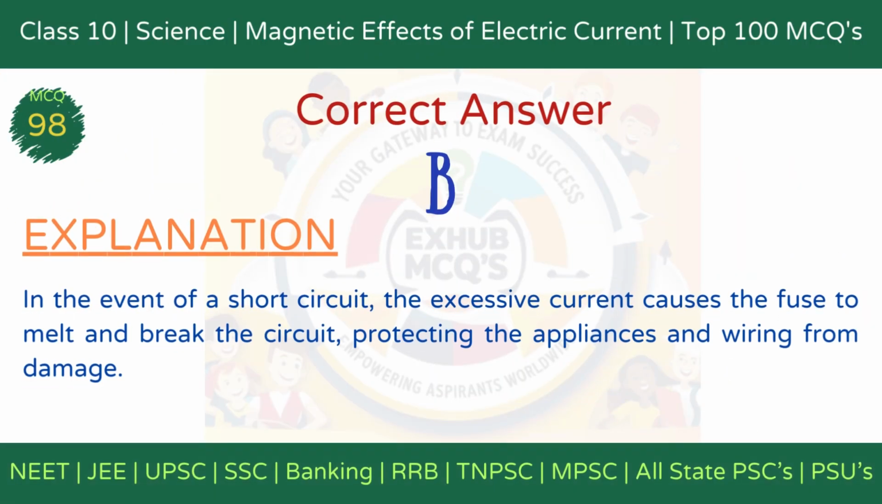The correct answer is option B, the fuse melts and breaks the circuit. Explanation. In the event of a short circuit, the excessive current causes the fuse to melt and break the circuit, protecting appliances and wiring from overheating and damage.